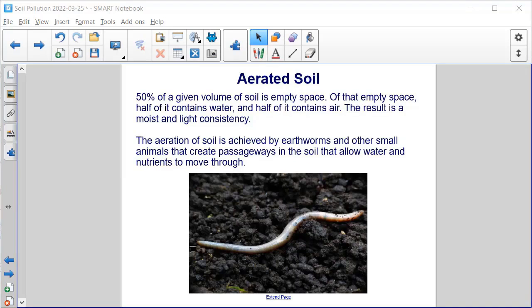Aerated soil. 50% of a given volume of soil is empty space. Of that empty space, half of it contains water and half of it contains air. The result is a moist and light consistency. The aeration of soil is achieved by earthworms and other small animals that create passageways in the soil that allow water and nutrients to move through.